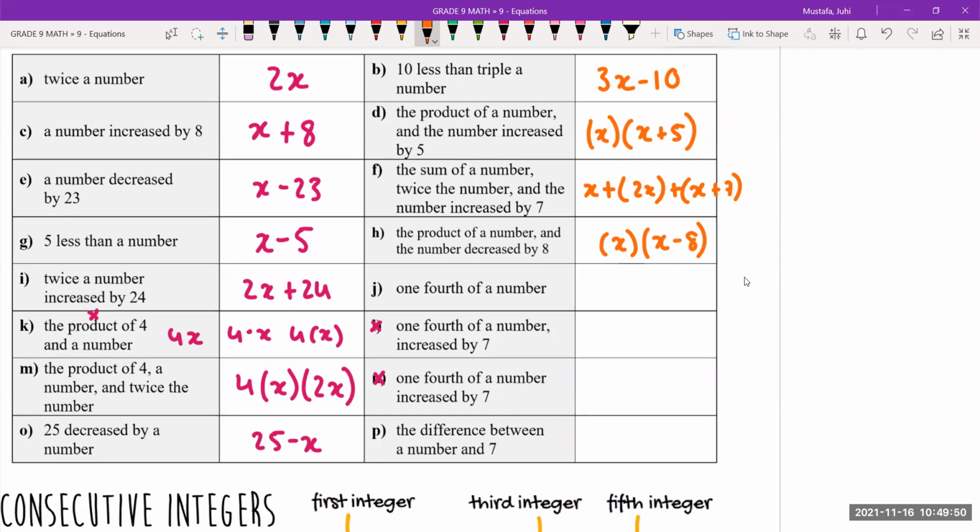How do you write 1/4 of a number? Erie? Yeah, you could write 1/4x or just x over 4. Both of those are correct.